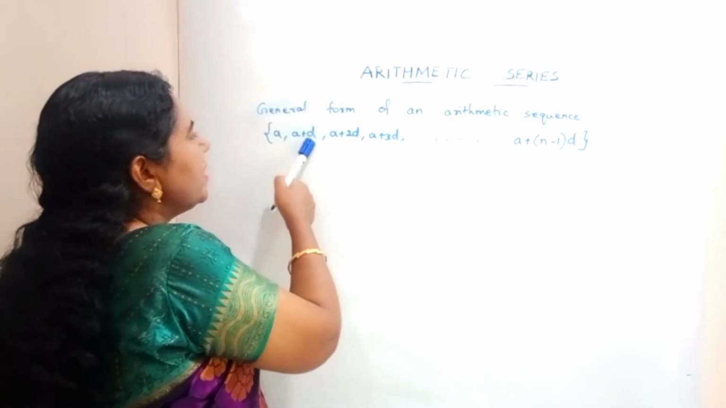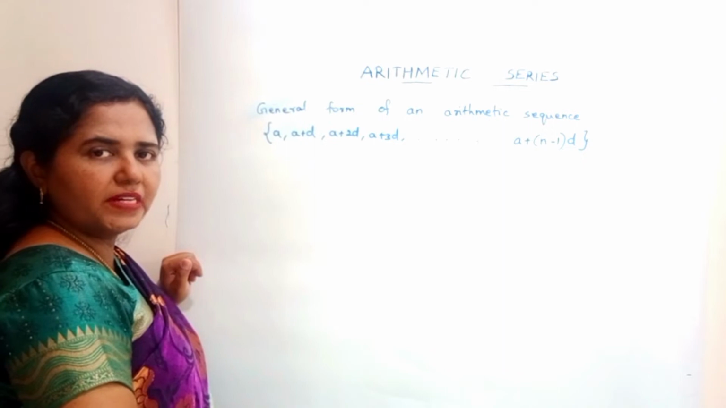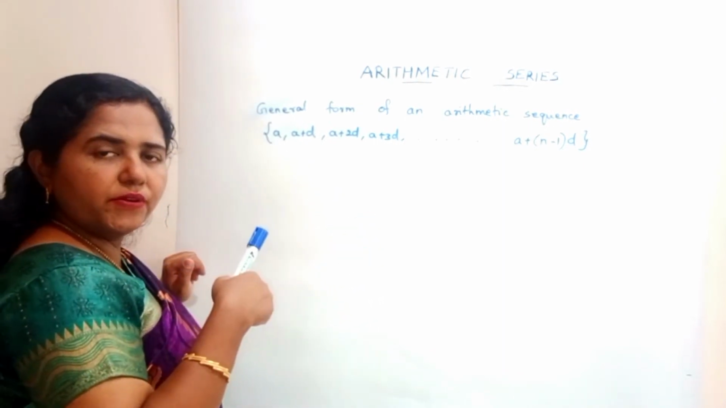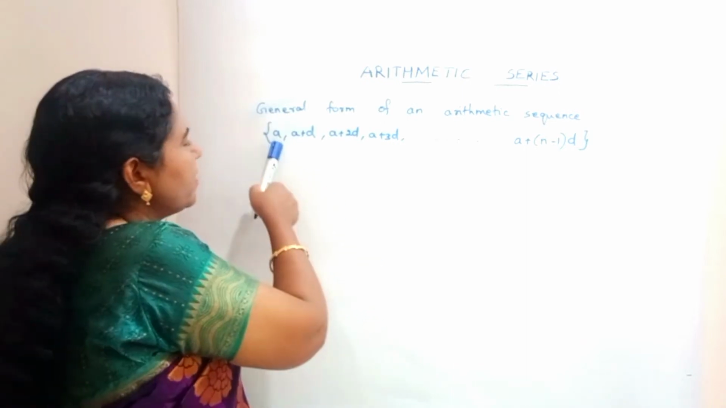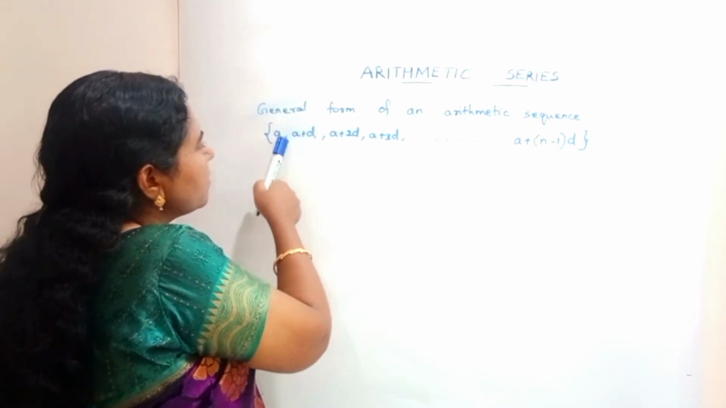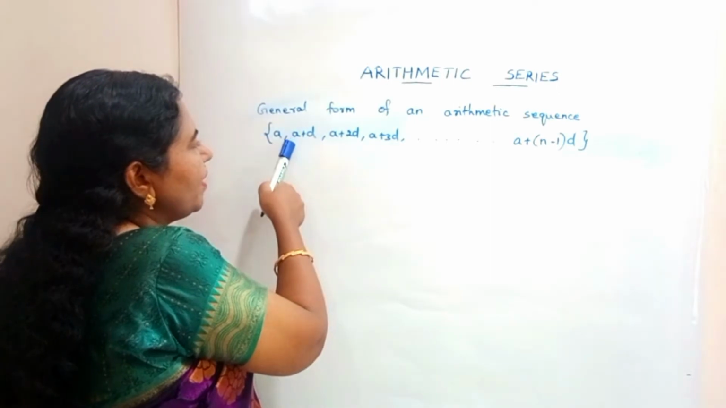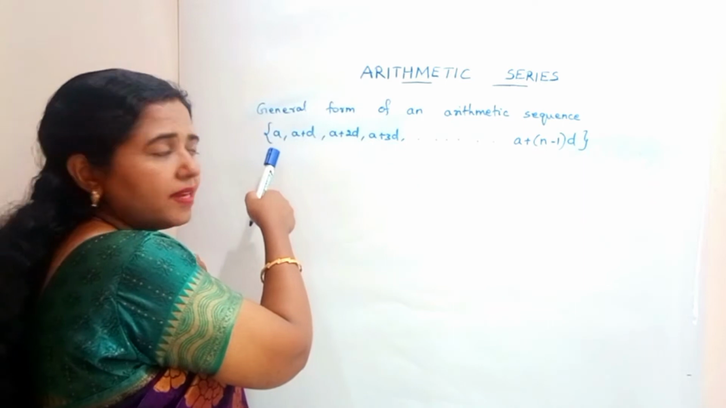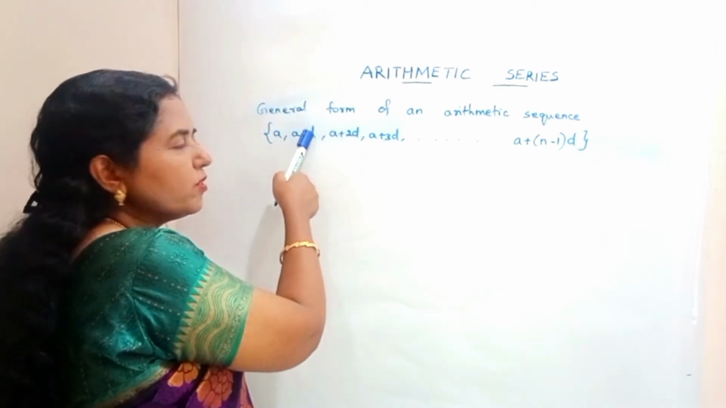So here this d represents the common difference value. Already we have seen that the difference between consecutive terms will be a constant. Here these two terms are consecutive terms. When we find the difference value, we get a plus d minus a. So a and a get cancelled and the difference is equal to d.